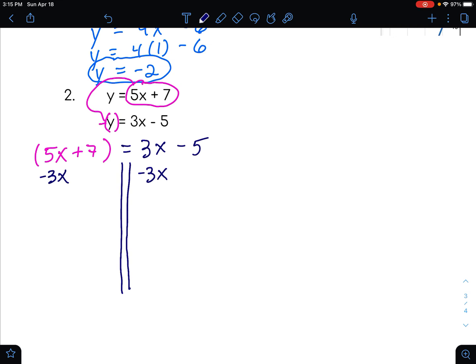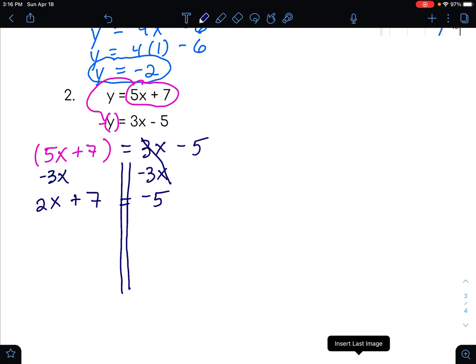The reason being is it's going to still give me a positive x value. So it cancels out over here, and then 5x minus 3x is still positive 2x plus 7. And then I do have a negative 5 over on the right side. If I had subtracted 5x from both sides, that would have been fine. Just then I'd have 3x minus 5x, and I'd have a negative 2x instead of a positive 2x. I just like positive numbers when possible.